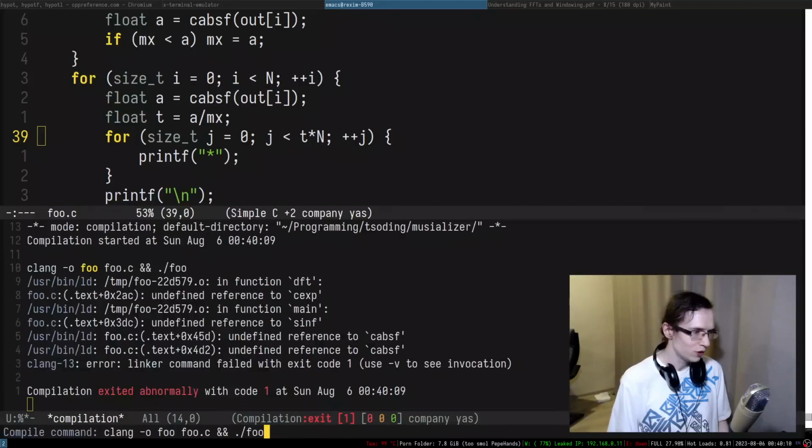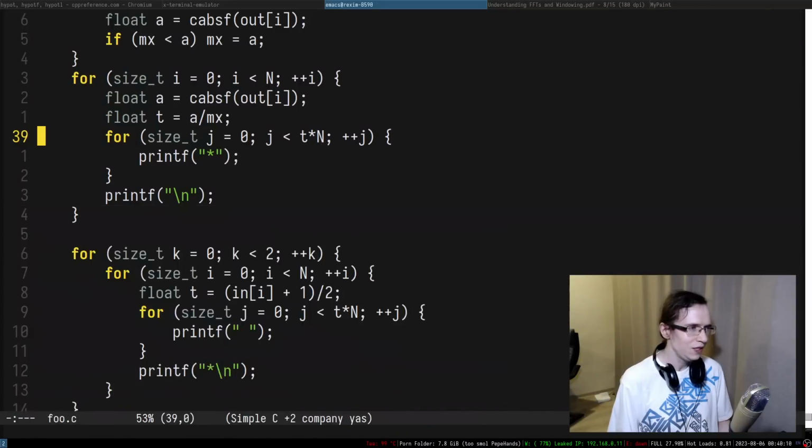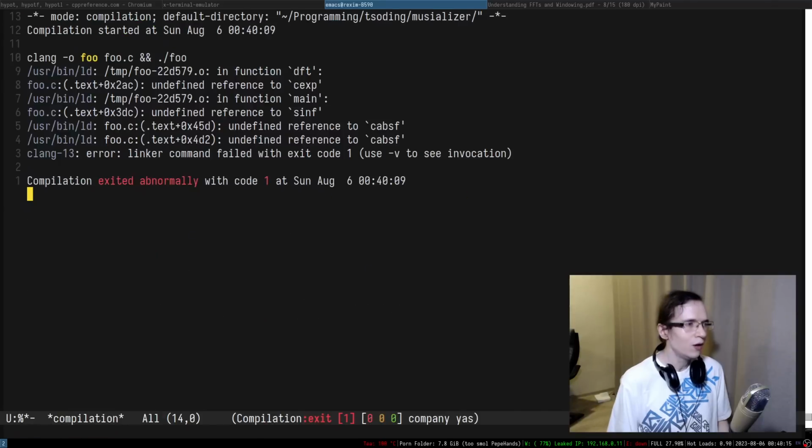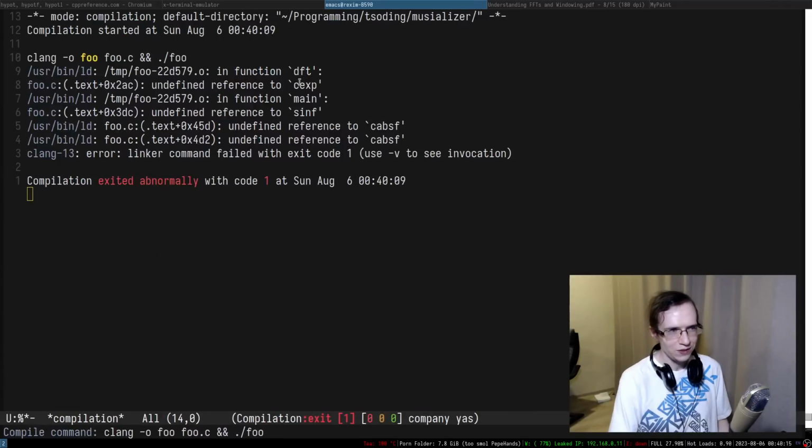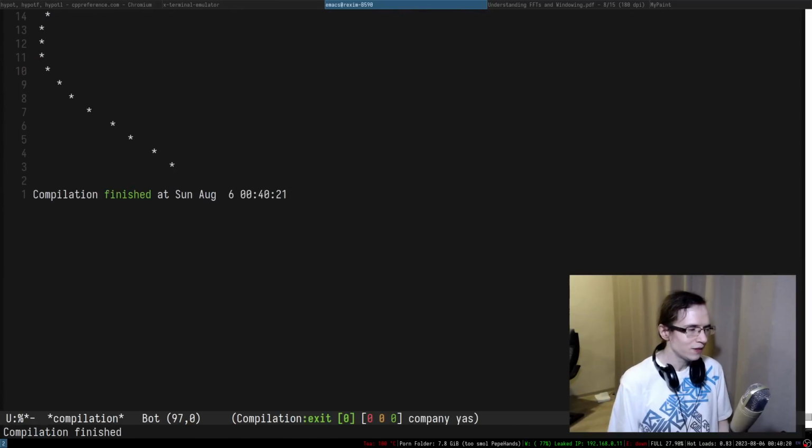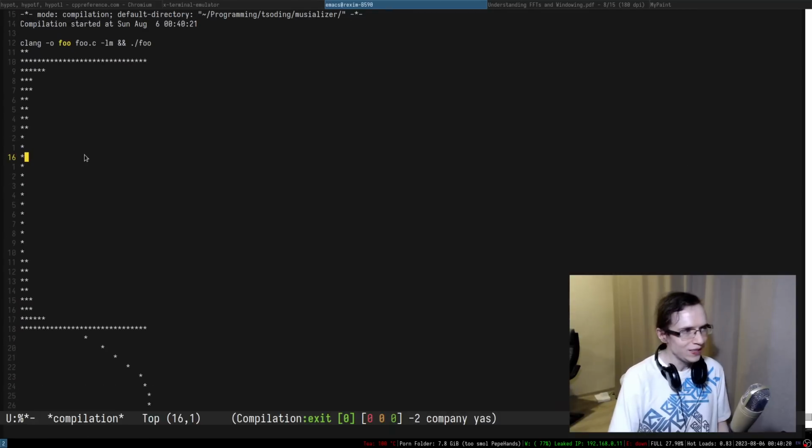And of course, it doesn't have DFT. Oh, it says it doesn't have C expression in DFT, right? Because we have to link with the math library, there we go. Okay, so we see the frequencies, right? We see the frequencies and stuff like that.